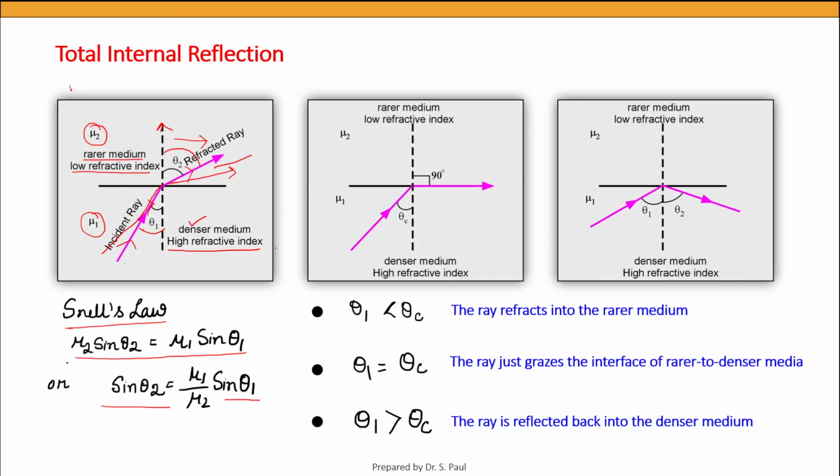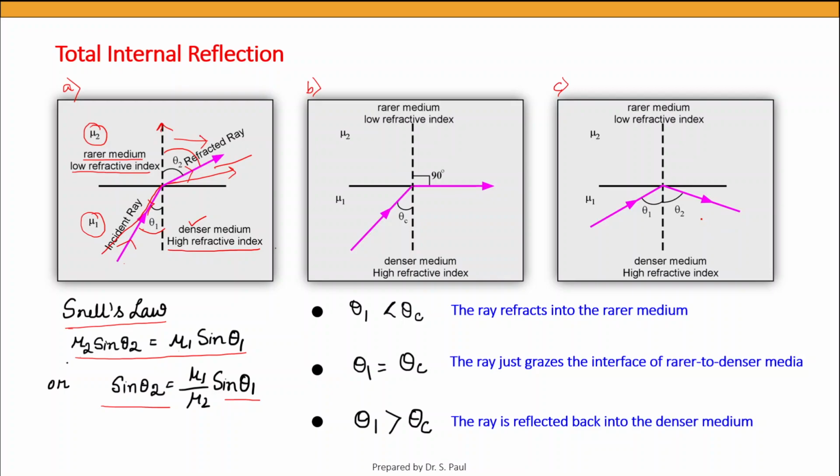Let this be picture A. Now see picture B. At some angle, when theta 1 is equal to theta c, the refracted ray grazes the boundary between the denser medium and the rarer medium, so that the angle theta 2 is 90 degrees. What happens if we further increase the angle, that is, if the incident ray is incident at an angle greater than theta c? It will be totally reflected back into the denser medium.